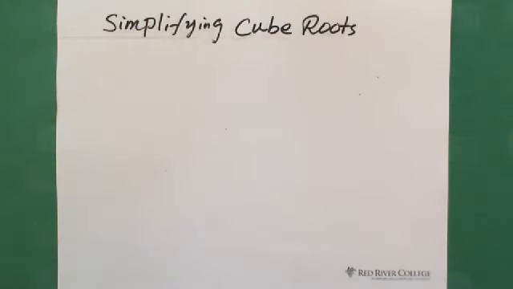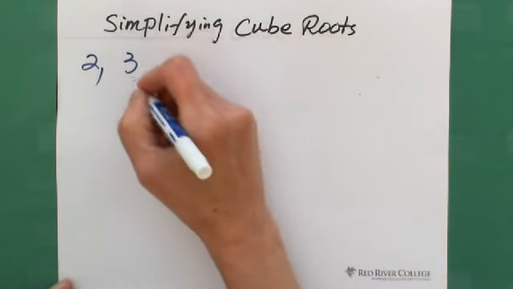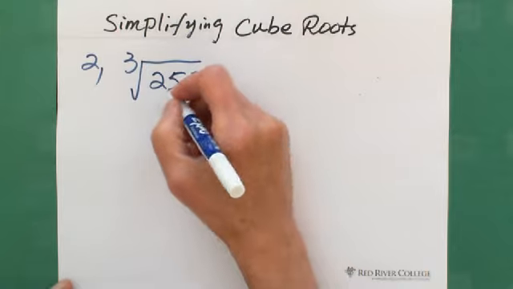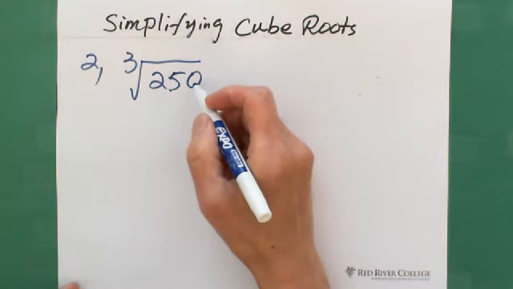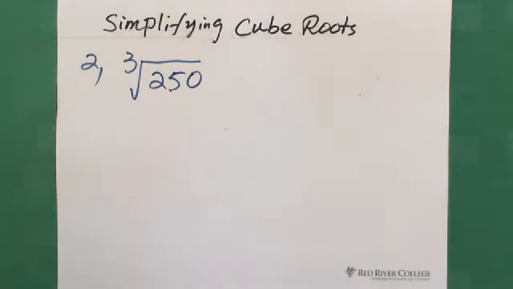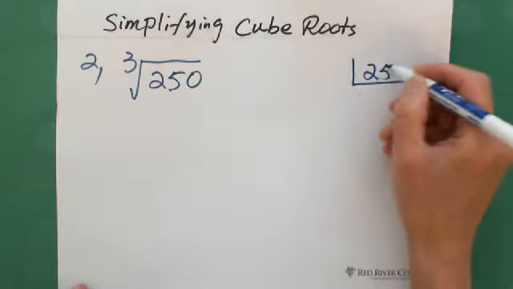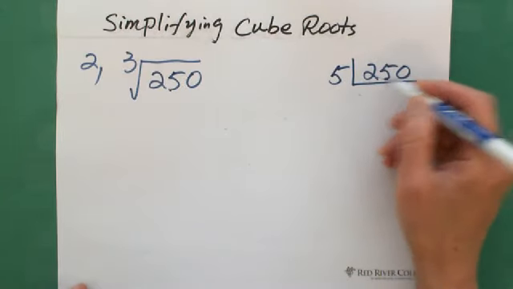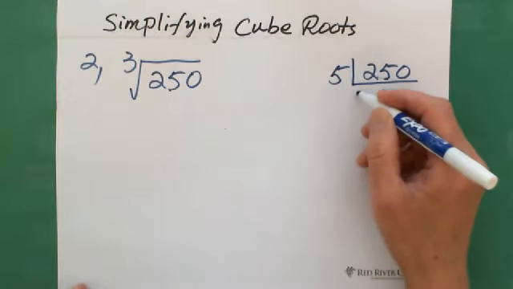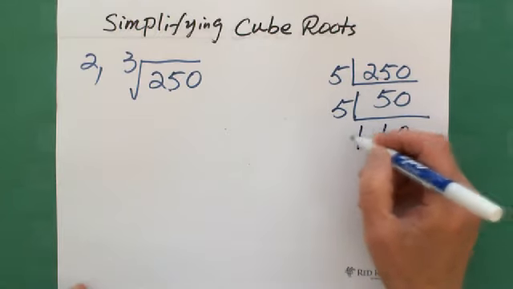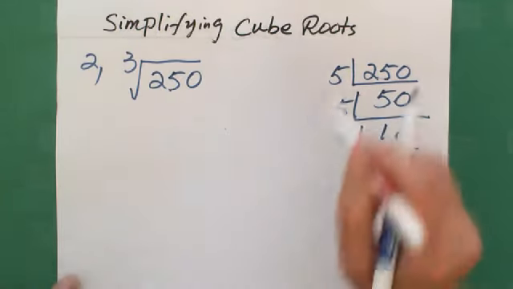The second example is the cube root of 250. 250 is divided by 10, divided by 5, because we're looking for whether there are three 5s. So we divide this one by 5. And 250 divided by 5 is 50, right? Then divide 50 by 5, you got 10. And divide by 5 again, you got 2, right? So that's why you have three 5s here.